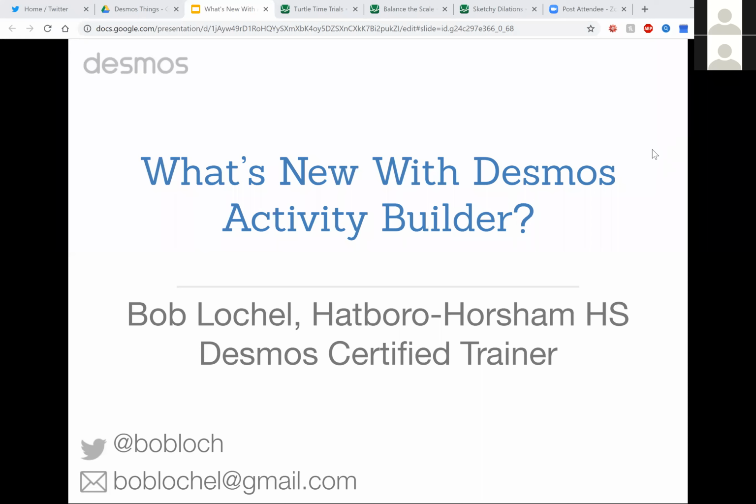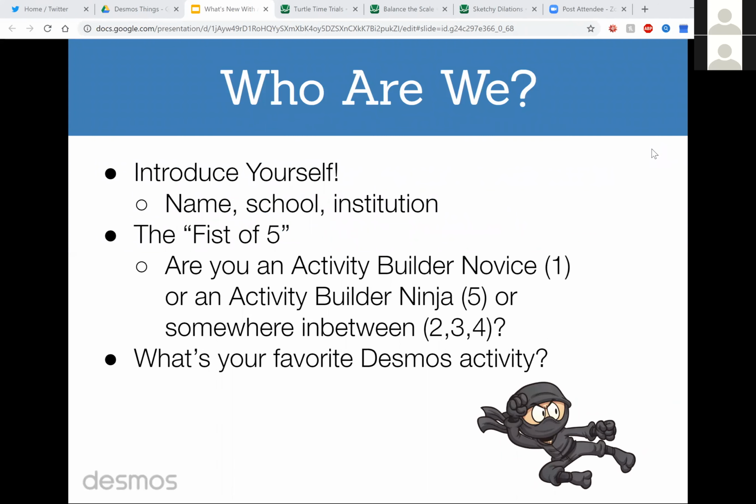So to start off, like Steve said, we want to do an icebreaker. If you haven't found the chat, it should be on the bottom of your screen. It should say a chat button, and hopefully that opens things up, I think, on the right-hand side. Take a minute, introduce yourself, who you are, what school you're from. And then if in a classroom, I would do the fist of 5. Hold up one finger if you're an Activity Builder novice. Hold up all 5 fingers if you're a ninja. You can be a 2, 3, or 4. If you could give me your level there.